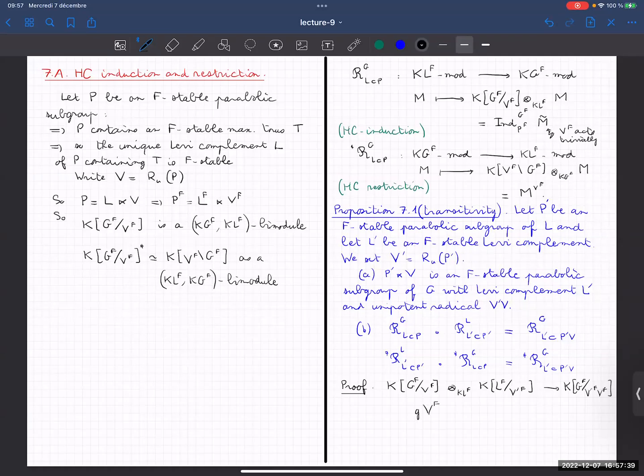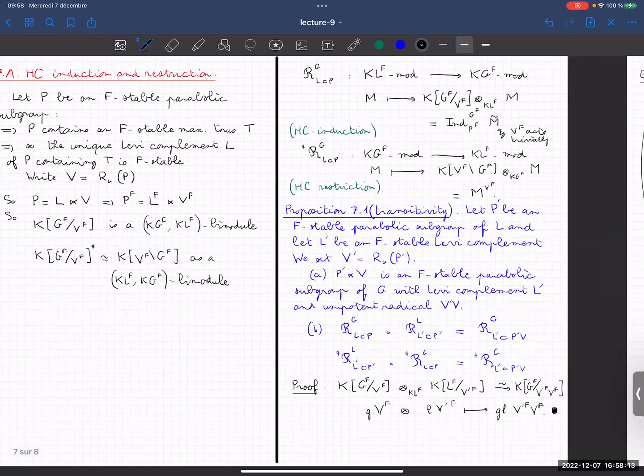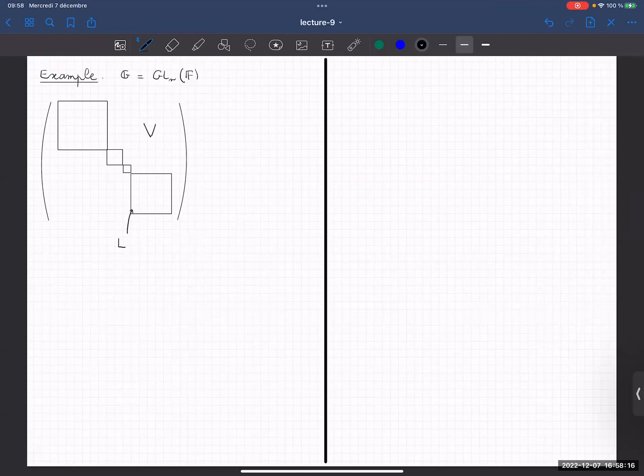You send the class modulo V^F tensor the class modulo V prime^F just to the product, and this L normalizes V. This is the map that sends this to this, and this is an isomorphism, and this is very easy to check. Okay, so at this stage, I did not prove A. So A is a general result about reductive groups, but I would just want to illustrate it in the case of GL_N, and this I will conclude.